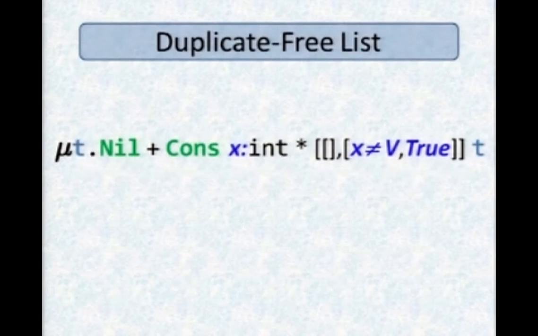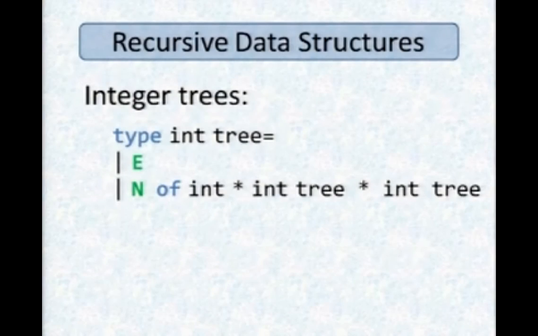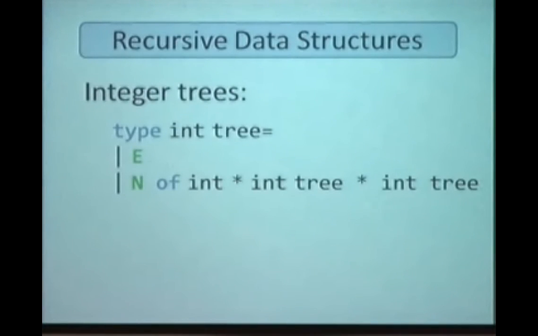What about this? This is a duplicate-free list. It's a list of elements, all of which are distinct from each other. Now Nikolai anticipated the next thing, which is, well, what if the thing appears twice, which is what happens in a tree. So here's an integer tree. Either it's empty or it's a node of integer times an integer tree and an integer tree. So this is the left tree and this is the right tree.